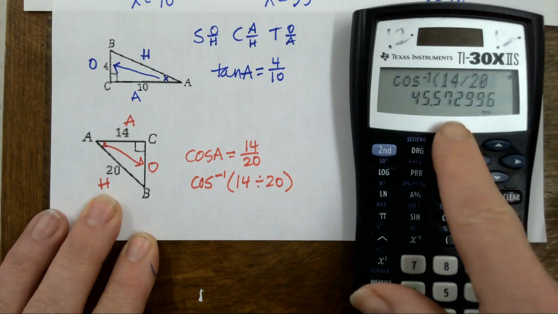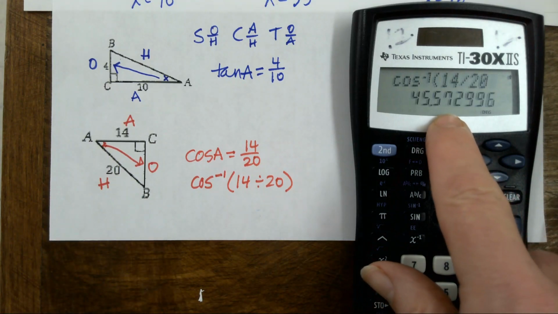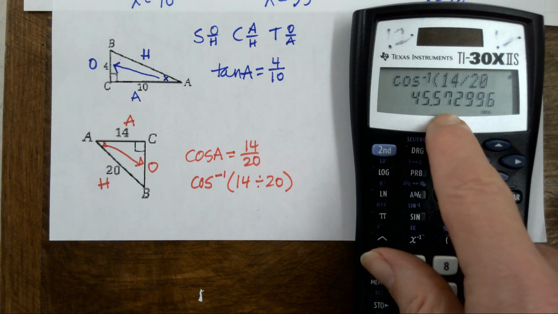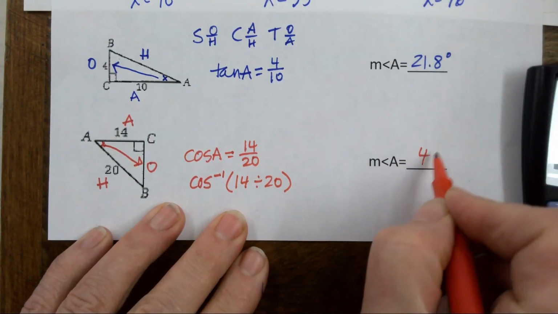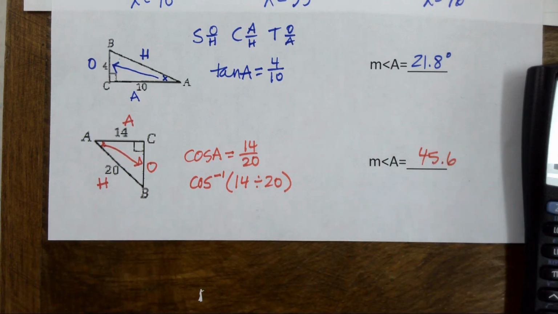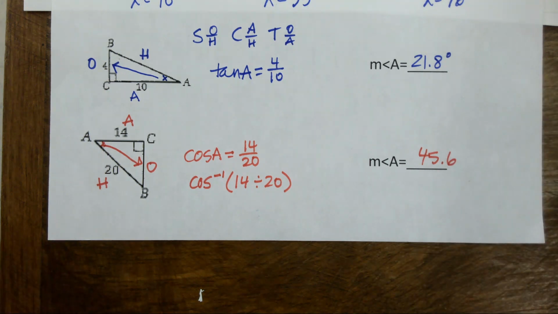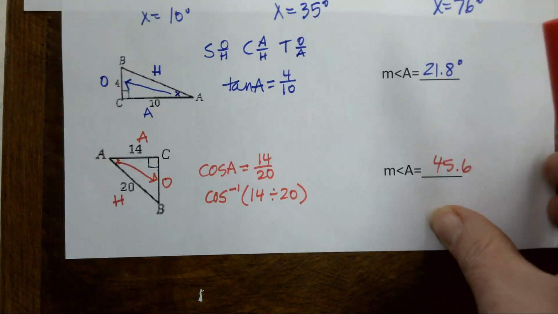Get my answer. I got 45.6-ish. Good? Anybody have a disagreement? Feel all right? Any questions? Okay. So let's do a couple more examples.